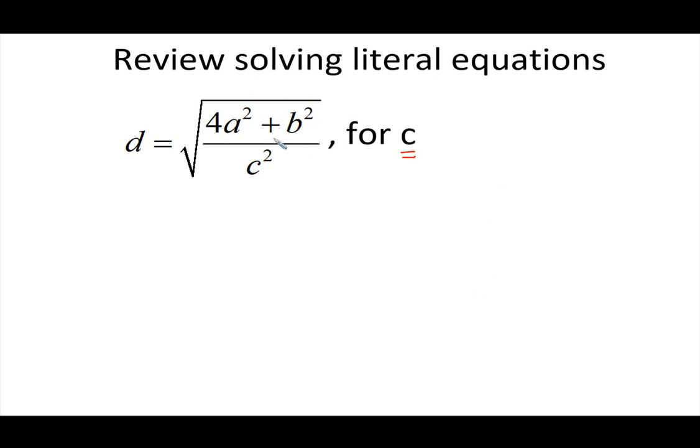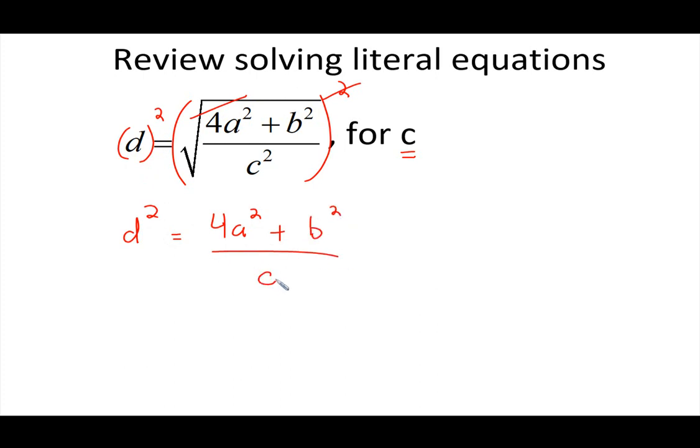If I need to get C by itself, the first thing I realize is that C is inside this square root, so I need to get rid of this square root. To cancel this square root, I am going to square both sides. So we get d squared on the left side is equal to, now this exponent and this square root will cancel each other out, so we end up with 4a squared plus b squared divided by c squared.